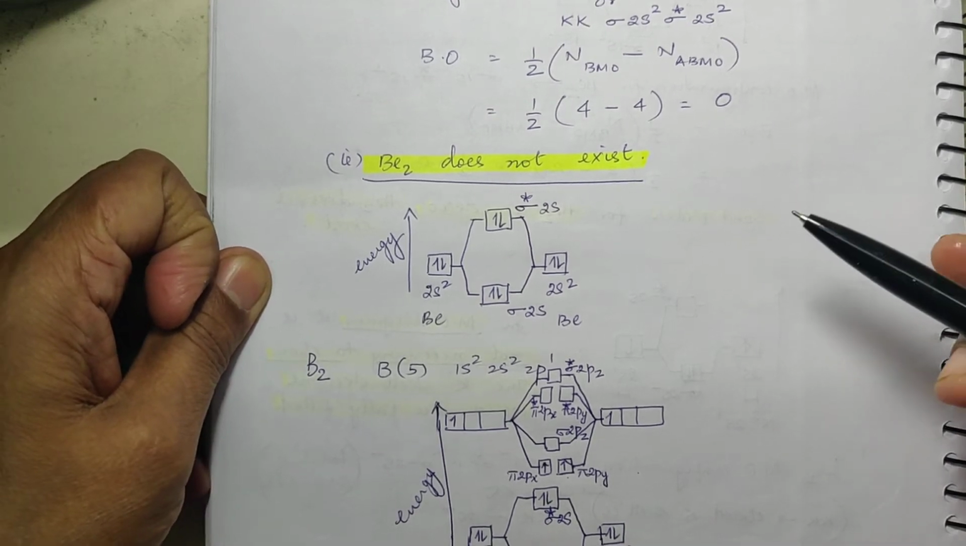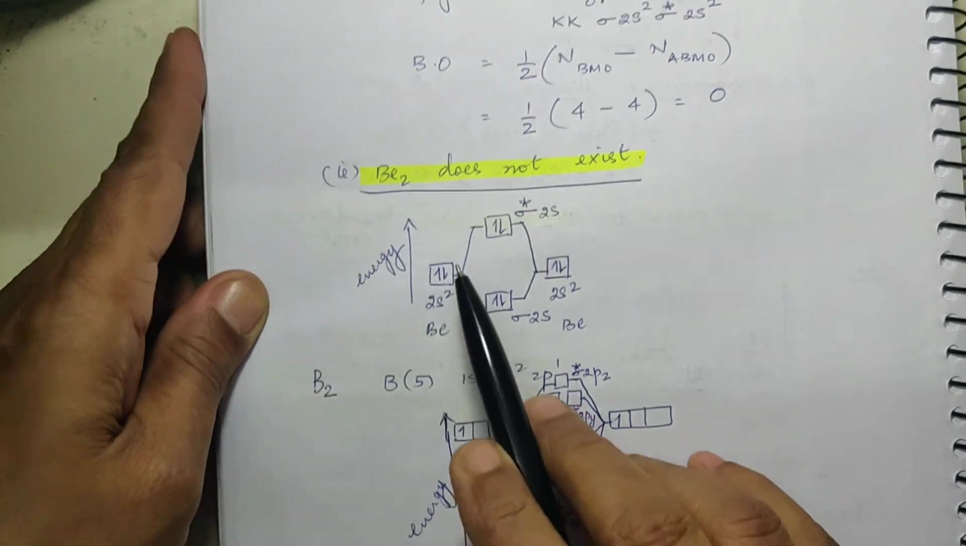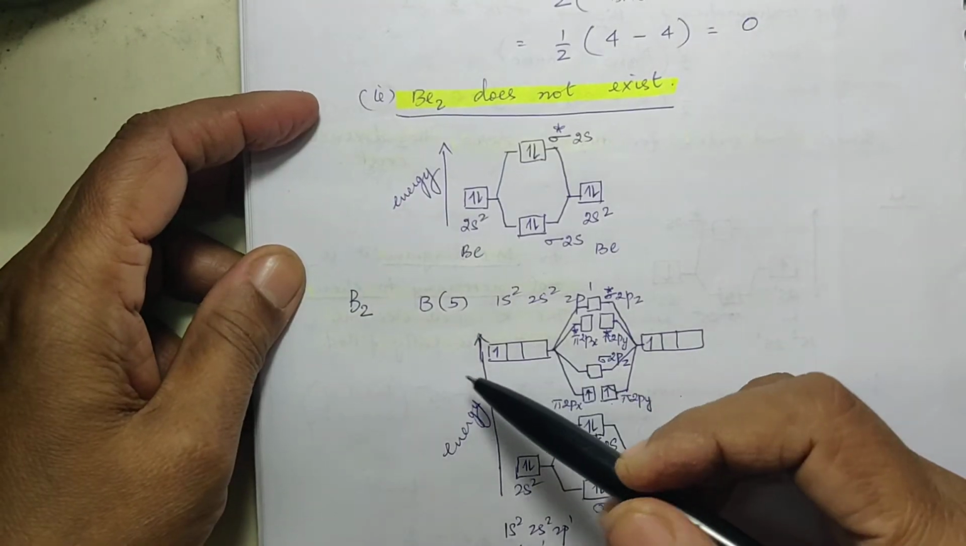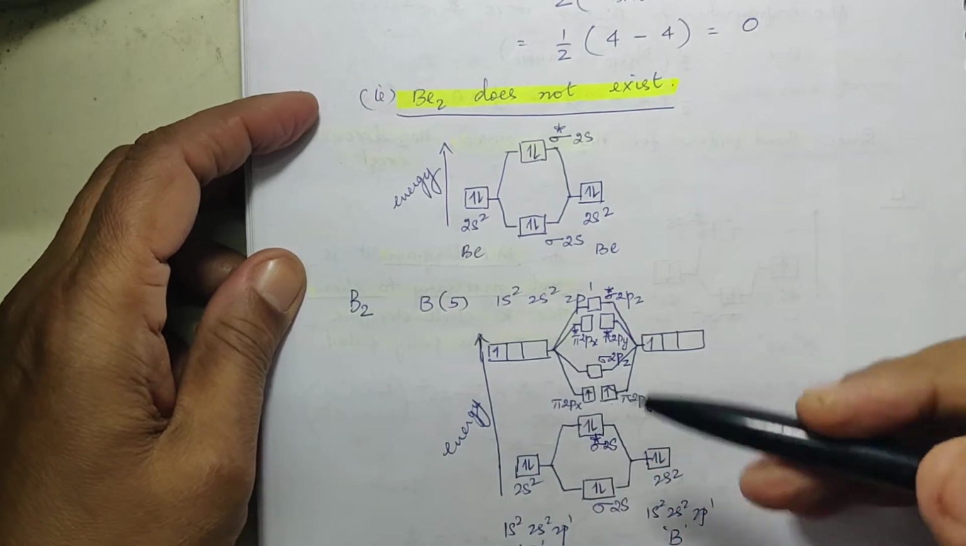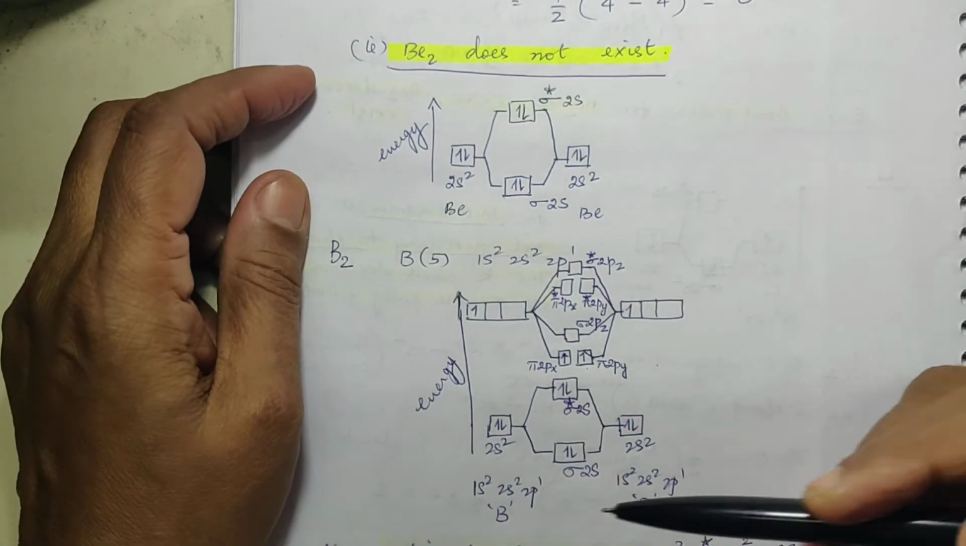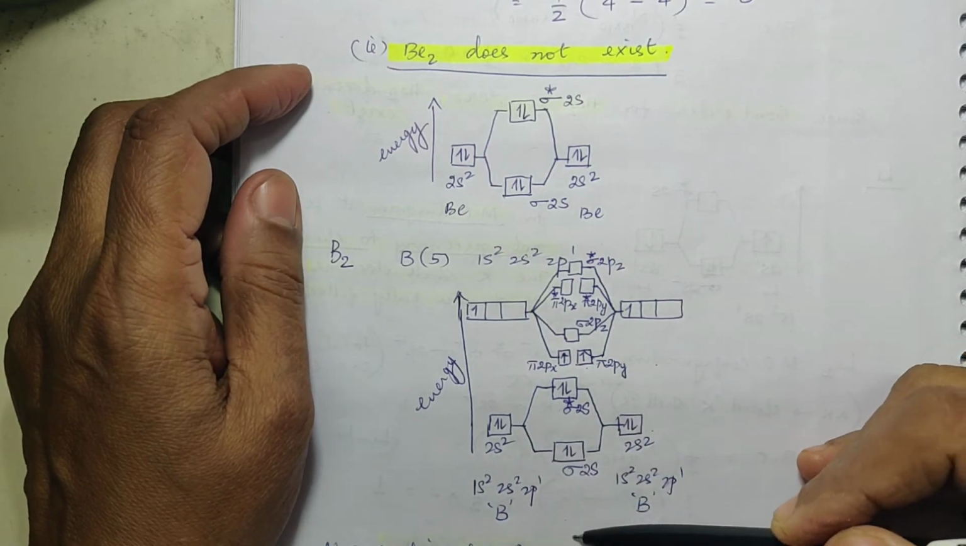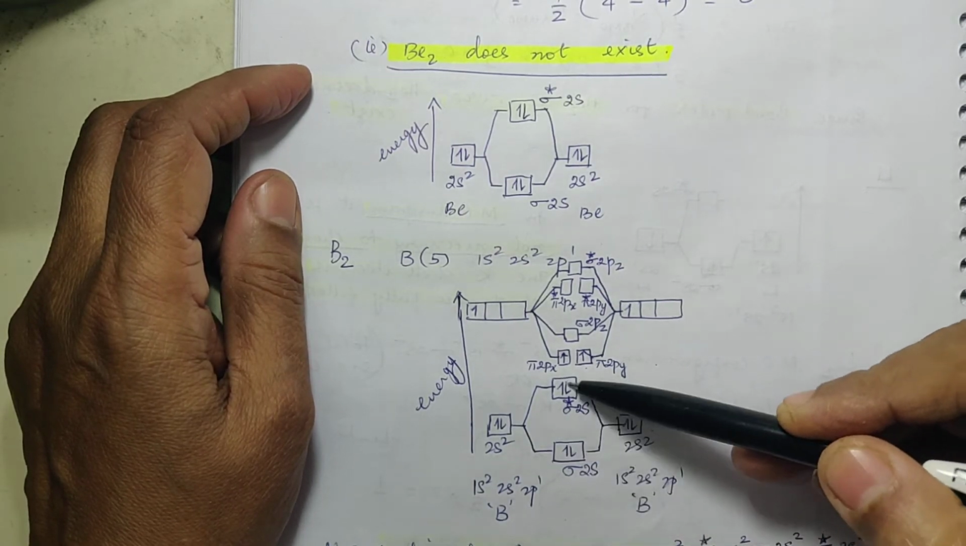Yes, children, now let us see in the case of boron. Be2 I am leaving because you can understand this part now. Since boron 2p is there, I want to discuss that, okay? So 1s and 2s, you know how the bonding and anti-bonding molecular orbitals are arranged.